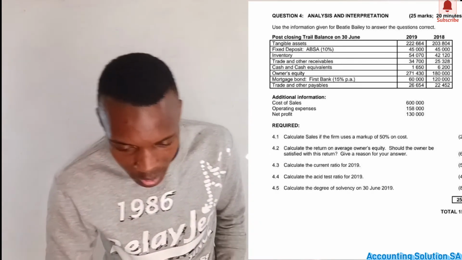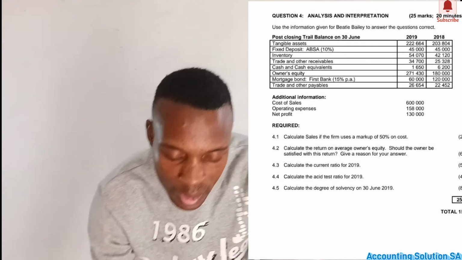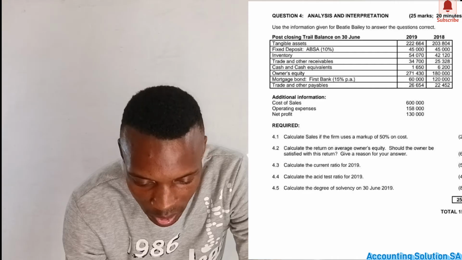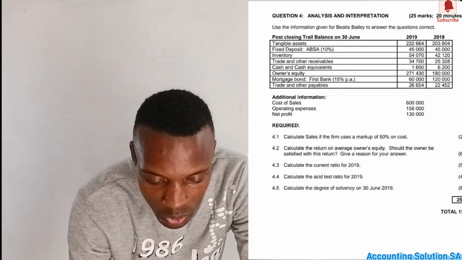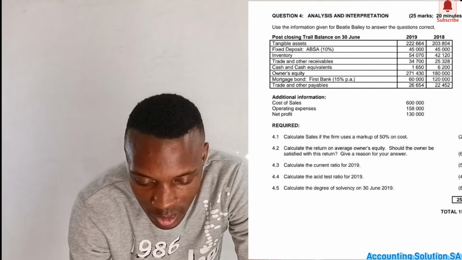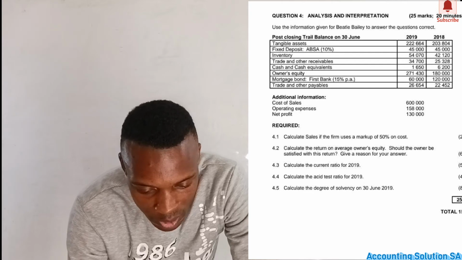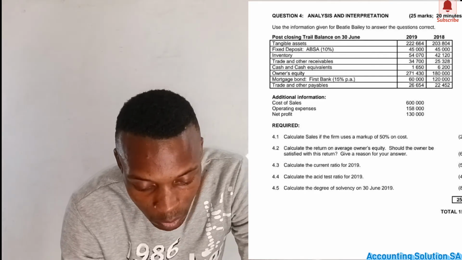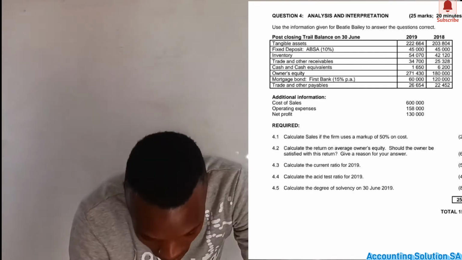Alright, so on the question paper that we are going to do, this is the question that we've been given. Use the information given for Bailey to answer the question. They give us a post-closing trial balance on 30 June 2019 and 2018. They give us tangible assets, fixed deposit, inventory, trade and other receivable, cash and cash equivalent, owner's equity, mortgage bond, trade and other payable. And additional information, they give us a cost of sales, operating expense, and net profit.